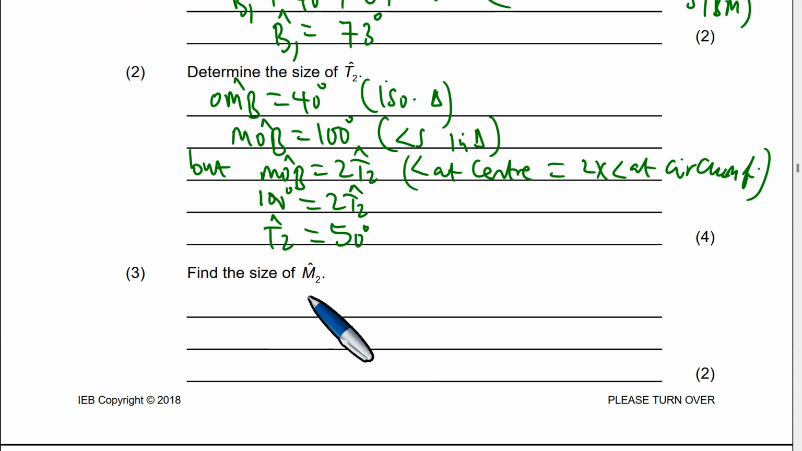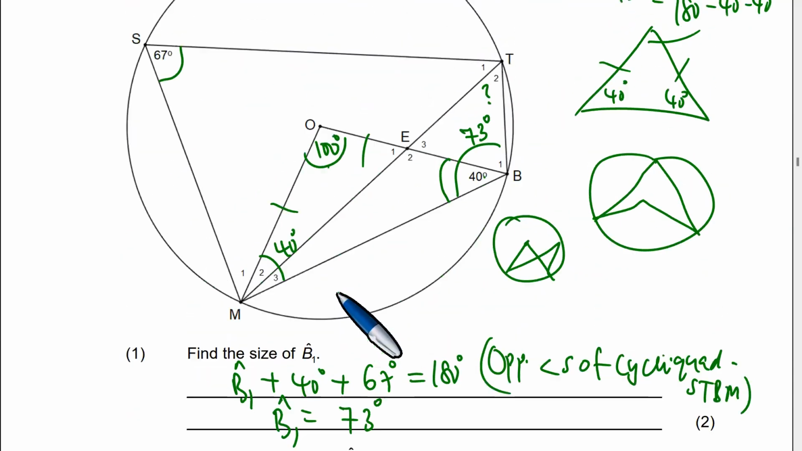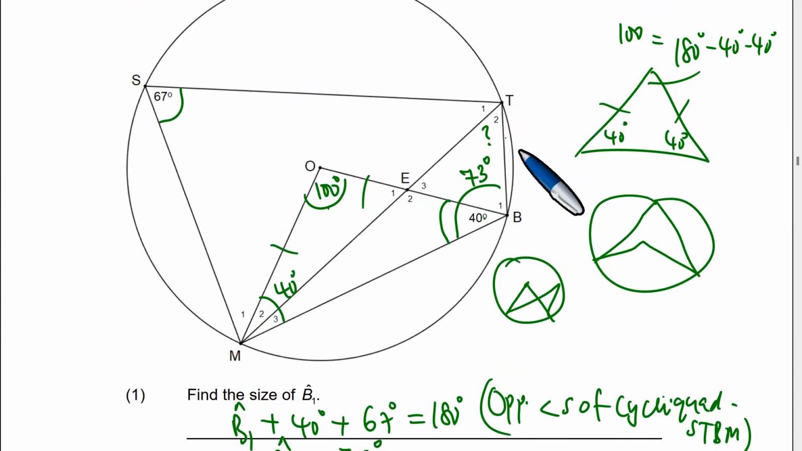Find the size of angle M2. If T2 is 50 degrees, now we know that this one is 50 degrees. We need the size of angle M2, this one. What is the size of angle M2? It's obvious, somebody can say that clearly it's obvious.